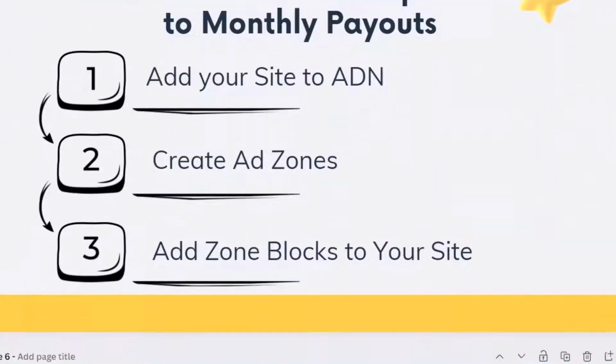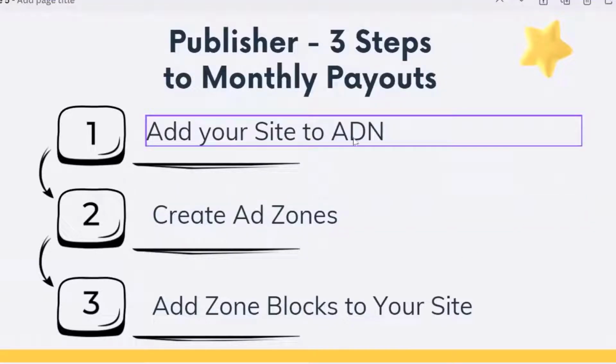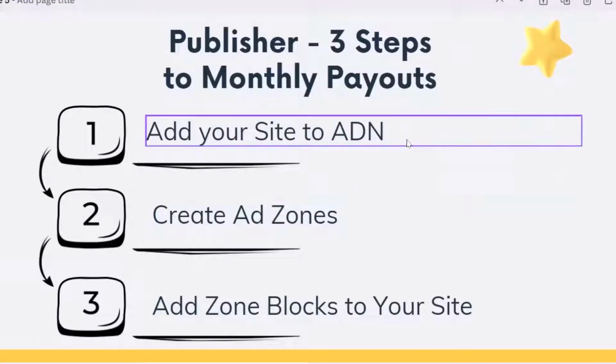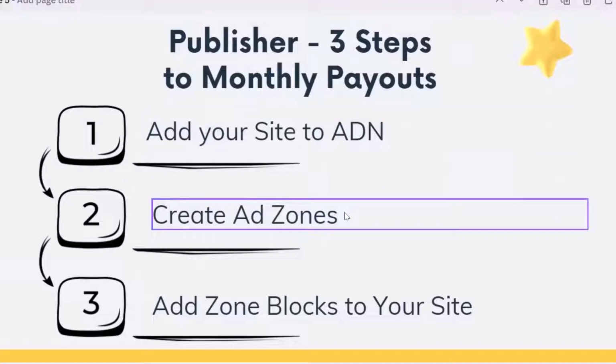There's only 3 steps to it. Once you become a publisher with us, you add your site, and this is Ad Display Network. I abbreviated it for us. Add your site to the ADN. Then you create ad zones. And these ad zones should match up to the ad spaces that you have on your site. They could be leaderboards, sidebar ads. They could even be video.